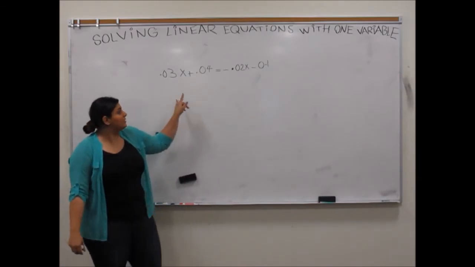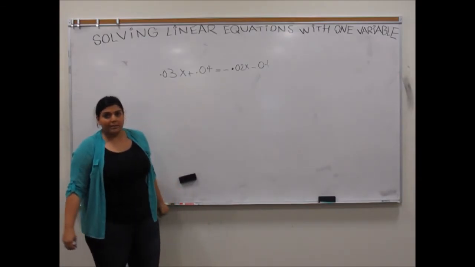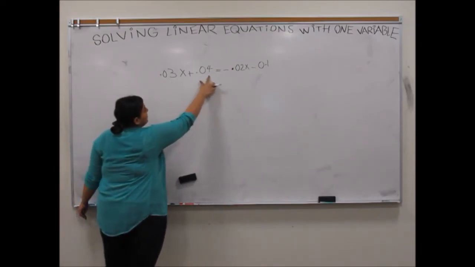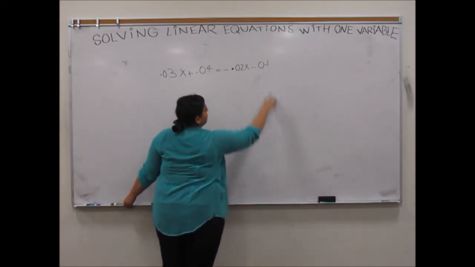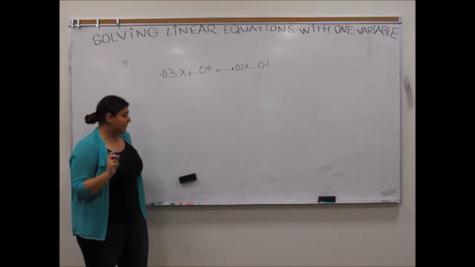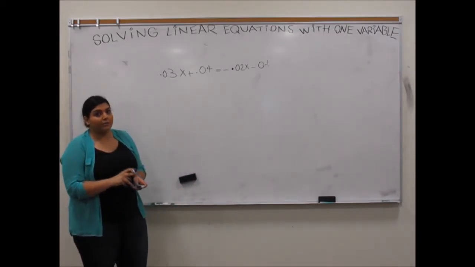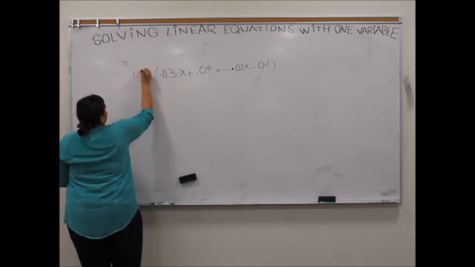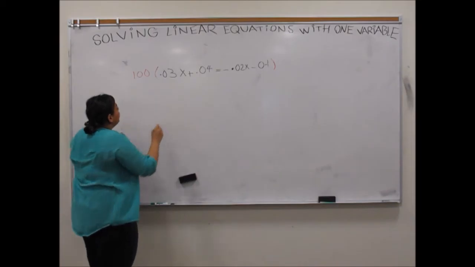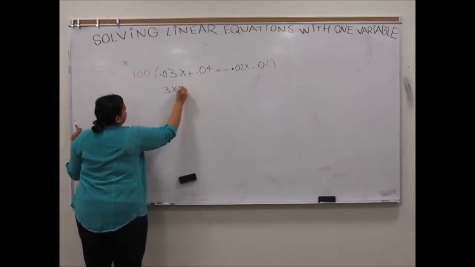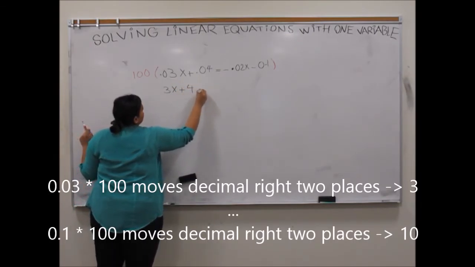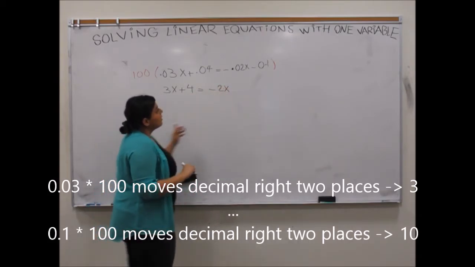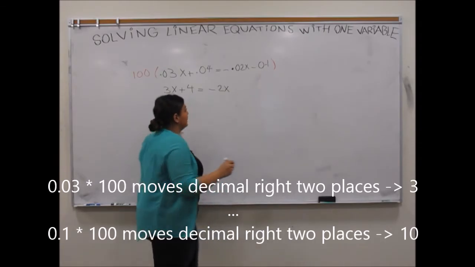I assume you already tried this one, so we're going to go over it together. Here we have two decimal places and then one decimal place. So I'm going to use the bigger one, which is the hundredths. I'm going to multiply everything by 100. So that will come out as 3x, 4, negative 2x. Here, I get a 10.